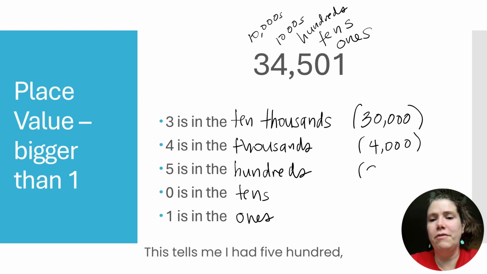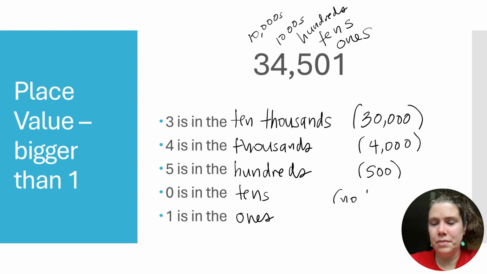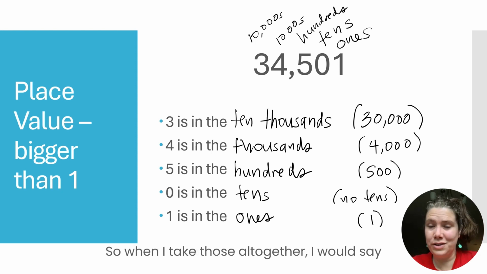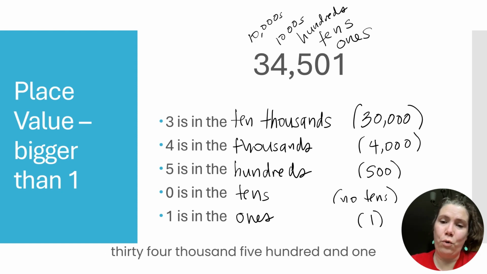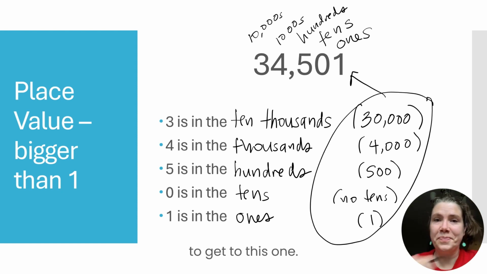This tells me I had 500. When I have 0, that means I have none of those. So I have no tens in this one. And then I have 1. So when I take those all together, I would say 34,501, or I could just add up all of these numbers to get to this one.